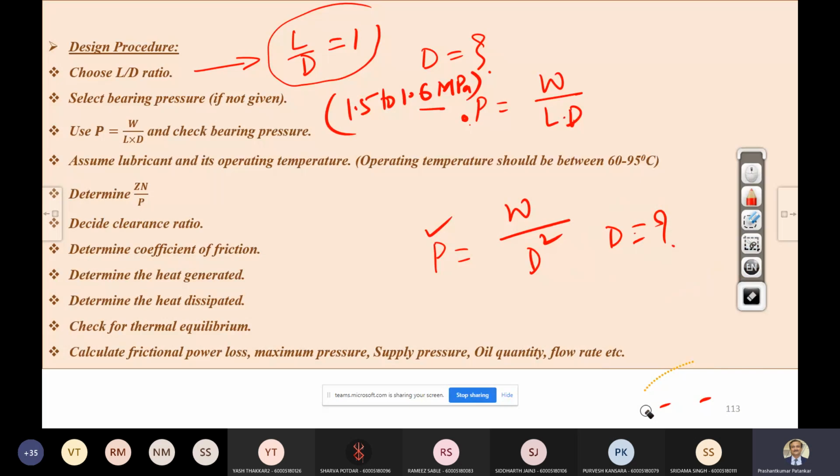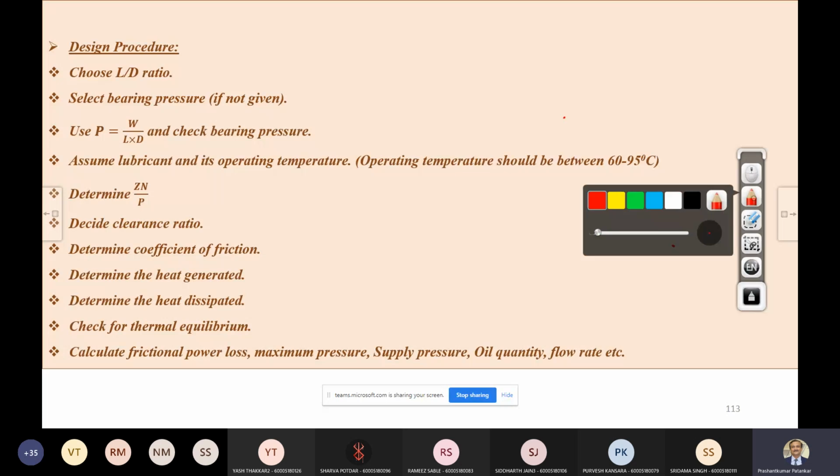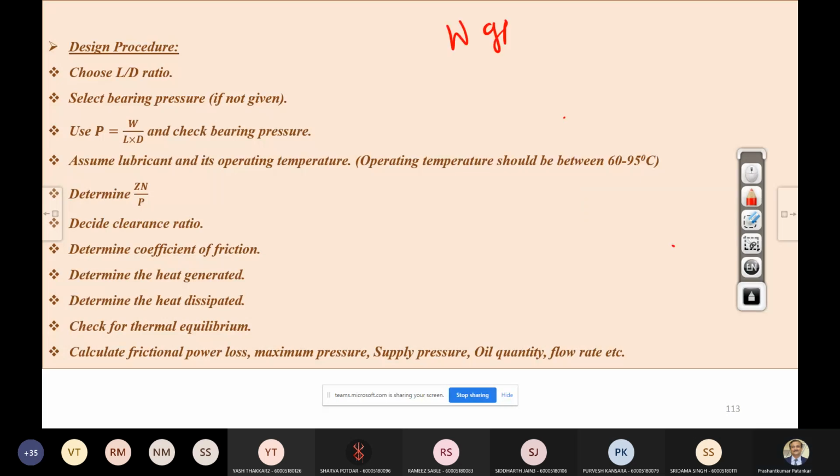Now, when you are selecting that, see here, what I told you at the beginning, the pressure W value will be given to you. This bearing pressure P may be given, may not be given. If not given, what number we have to assume, I told you. Then, after knowing that pressure, you are going to assume the L by D ratio, and from here you are going to determine the value of D.